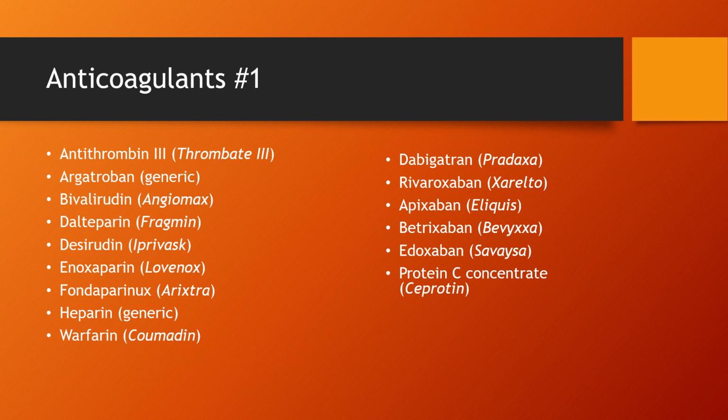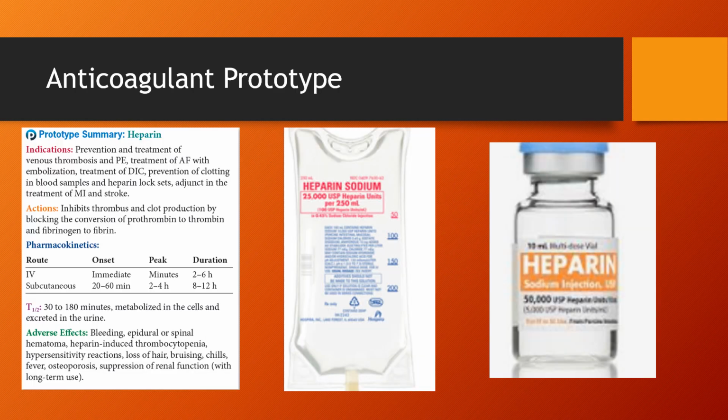Anticoagulant agents. So these are common ones that you're going to see: your Lovenox, Coumadin, or warfarin, heparin, Pradaxa, Xarelto, Eliquis. Let's see, Argatroban is prescribed a lot as well. Our prototype for this anticoagulant is heparin.